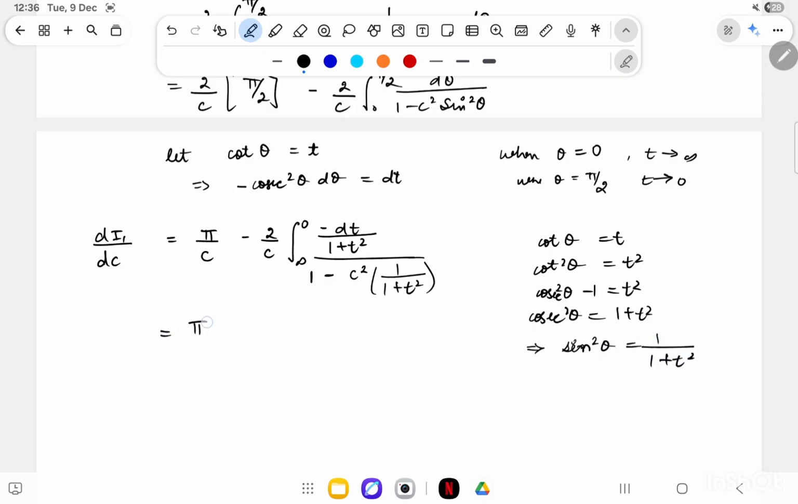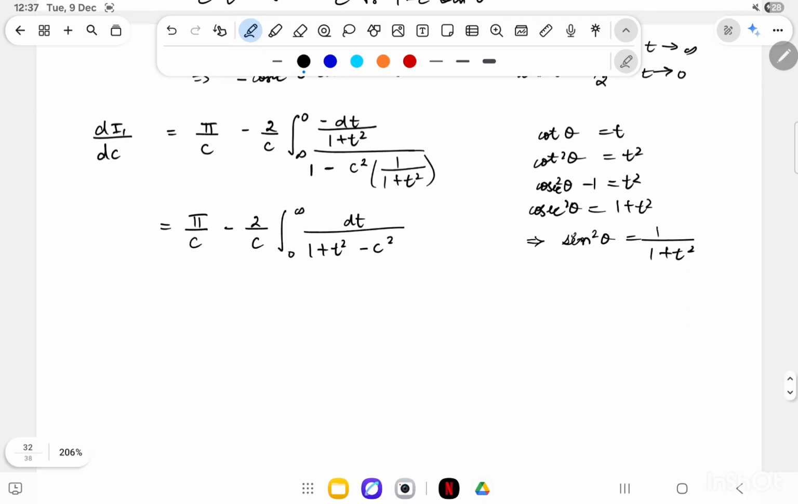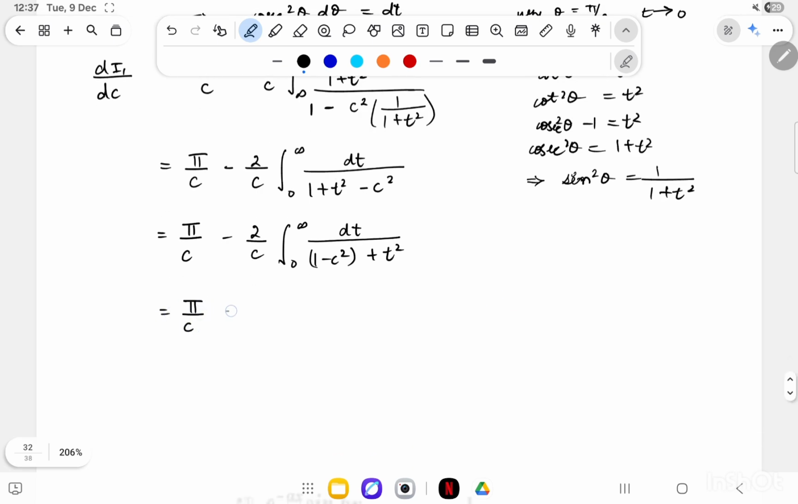So it reduces to π by c minus 2 by c integration from 0 to infinity dt divided by 1 plus t square minus c square, which will be equal to π by c minus 2 by c integration from 0 to infinity dt divided by 1 minus c square plus t square, which will be equal to π by c minus 2 by c, 1 by square root of 1 minus c square, tan inverse t divided by square root of 1 minus c square, from 0 to infinity.